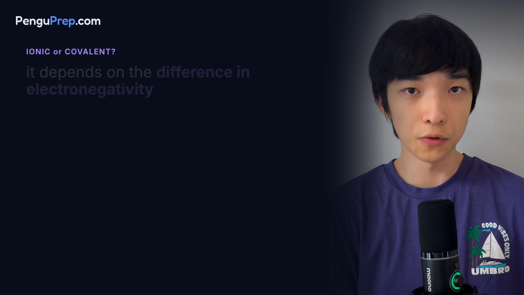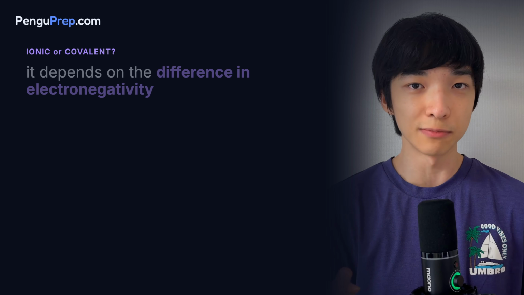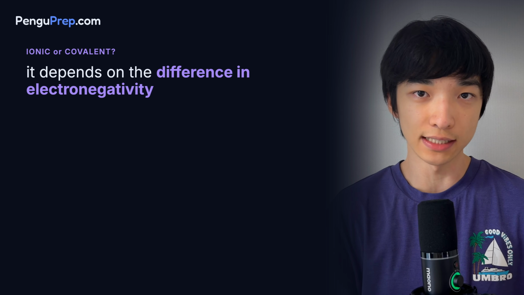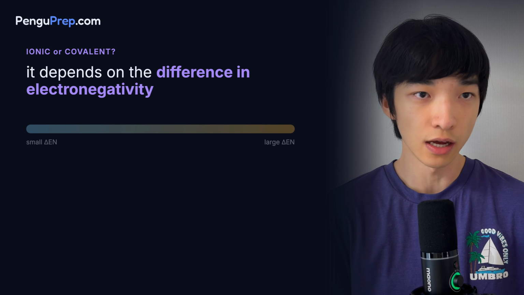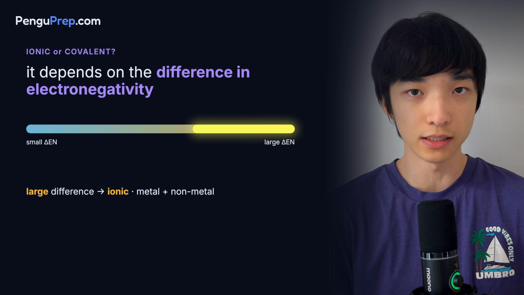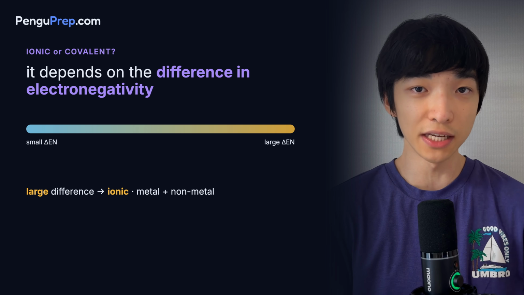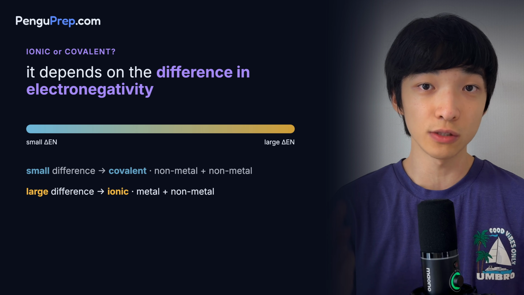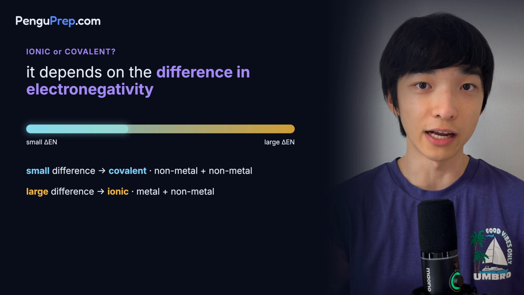Whether an electron is donated or shared, that is whether 2 atoms form an ionic or covalent bond, depends on the difference in electronegativities of the 2 atoms concerned. When the difference is large enough, the 2 atoms will form an ionic bond. And this often happens between metals and nonmetals. But when the difference is not significant, like between 2 nonmetals, they will form a covalent bond.